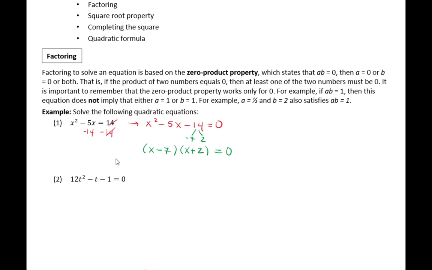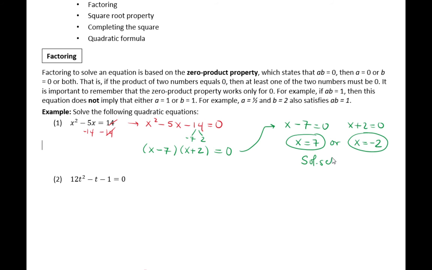Probably you know about factoring a little bit. In this case, you can use FOIL and distribute the terms. I have x squared, negative 7x plus 2x, which is negative 5x, and negative 14. So that works. You can always check it. From here, we just say x minus 7 equals 0, or x plus 2 equals 0. So x should be 7, or x should be negative 2. These are our solutions. Sometimes we write it as a solution set, 7 comma negative 2. So these are the solutions to this problem.